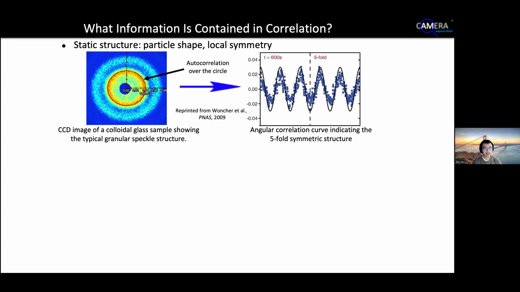On the left side is an example of a scattering pattern collected from a colloidal glass sample. With my eyeballs, I cannot tell any clear structure directly by looking at this image. But we can calculate the angular autocorrelation through this ring, and this will give us the curve on the right side. This angular correlation curve indicates that the particle may possess a five-fold symmetry. In fact, the correlation data exposes similar patterns between different symmetric parts of the particles.